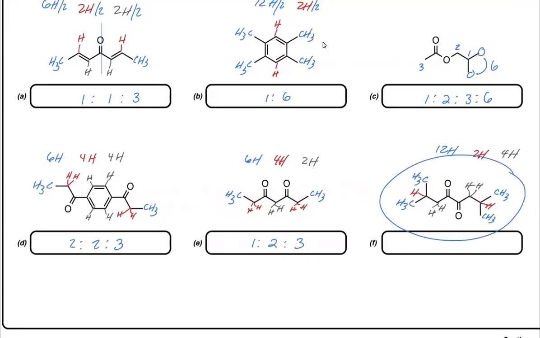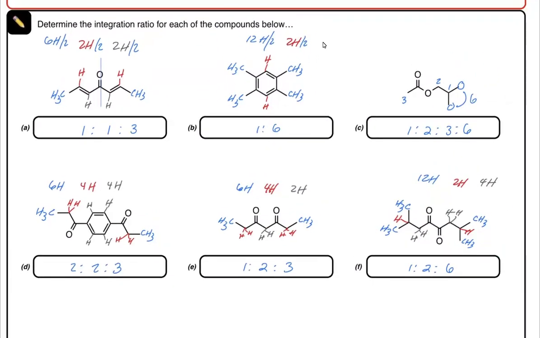And finally, looking at the far right structure, there's a symmetry about this line here. All the methyl groups are equivalent, totaling up to 12 hydrogens. We have the red hydrogen here and the red hydrogen here equivalent, totaling up to 2. The gray hydrogens total up to give me 4. 2 divided by 2 is 1, 4 divided by 2 is 2, and 12 divided by 2 is 6. So those are the values that I've indicated in the boxes, the integration ratios.